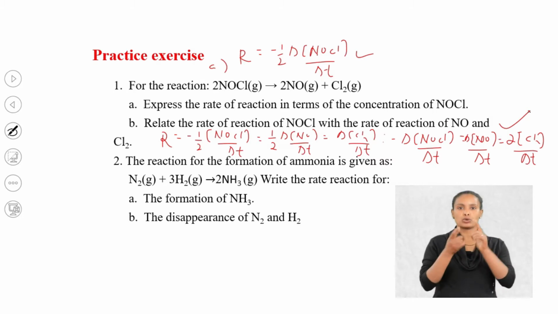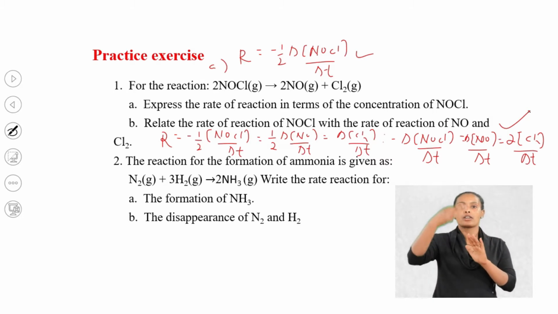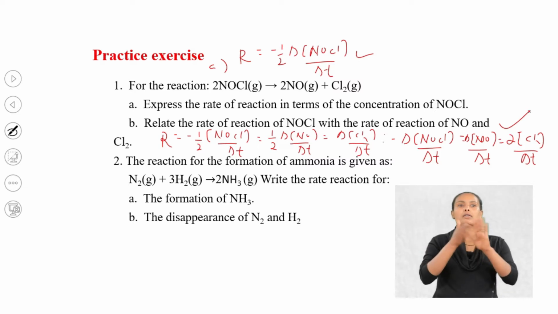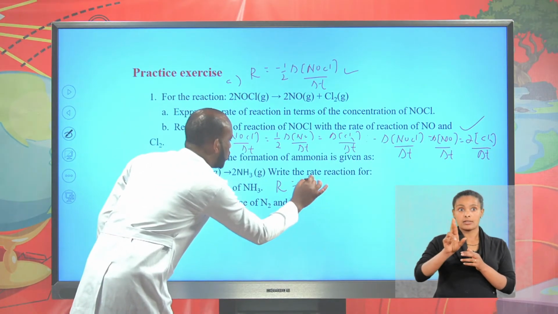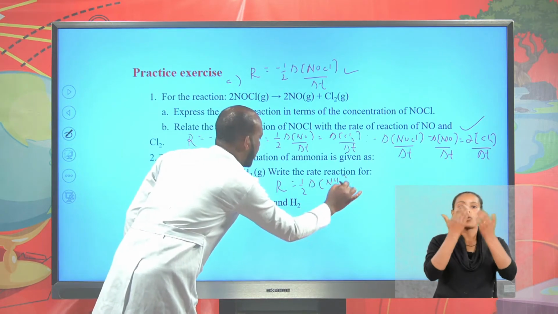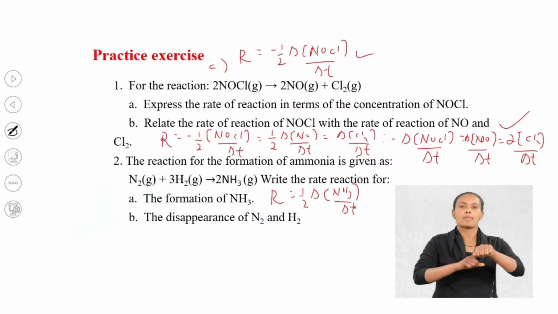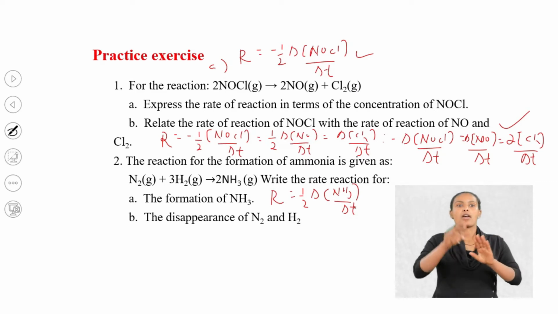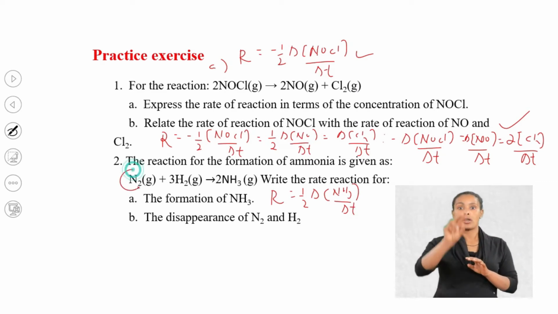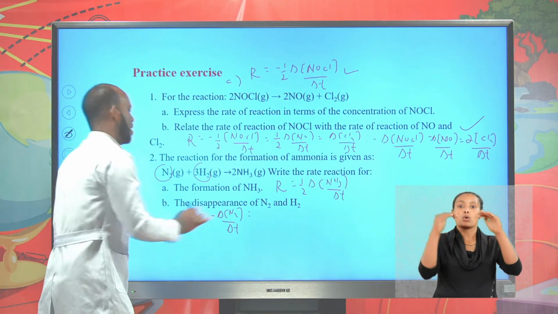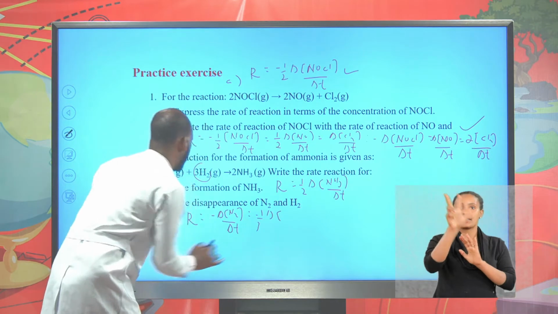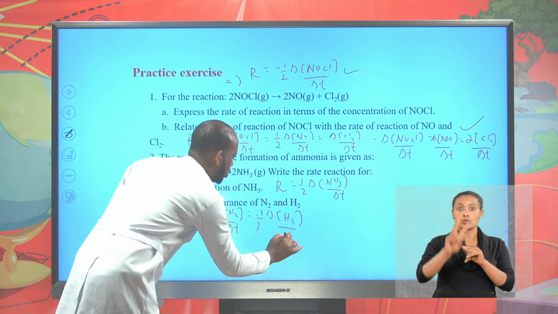Number 2, the reaction for the formation of ammonia is given as N2 gas plus 3H2 gas to form 2NH3 gas. (a) Write the rate of the reaction for the formation of ammonia. Rate equals 1/2 change in concentration of NH3 divided by change in time. (b) The disappearance of N2 and H2. Rate equals minus change in concentration of N2 divided by change in time, equal to minus 1/3 change in concentration of hydrogen divided by change in time.